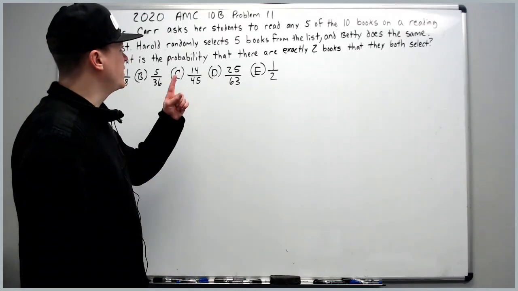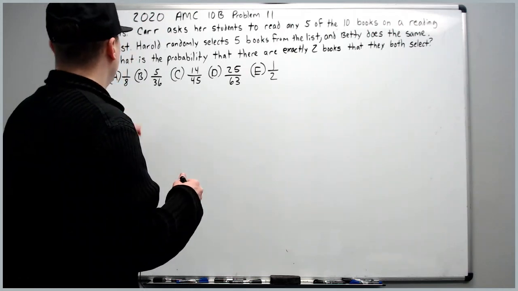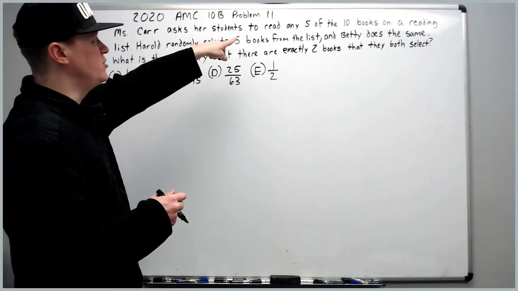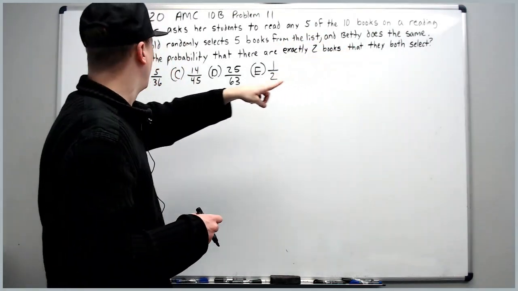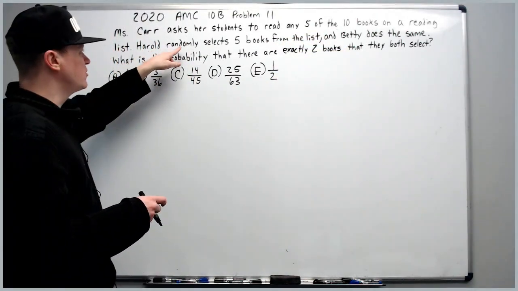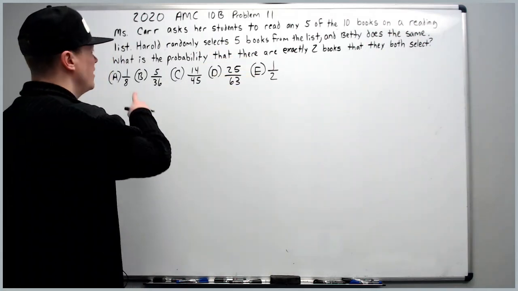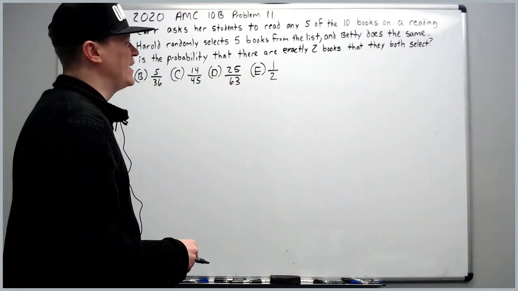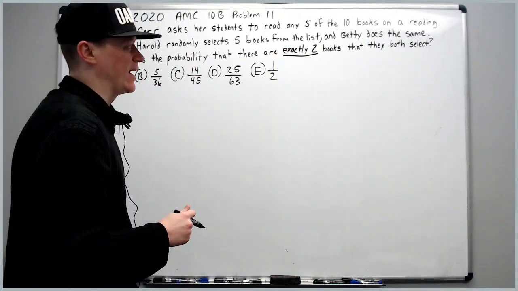Okay, and this is the 2020 AMC 10B, problem number 11. Miss Carr asks her students to read any 5 of the 10 books on a reading list. Harold randomly selects 5 books from the list and Betty does the same. What is the probability that there are exactly 2 books that they both select?